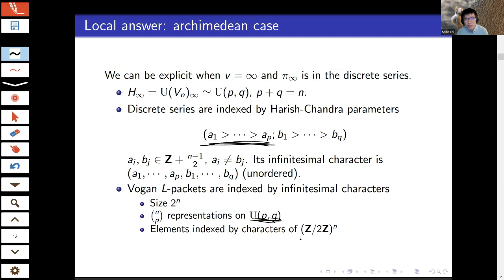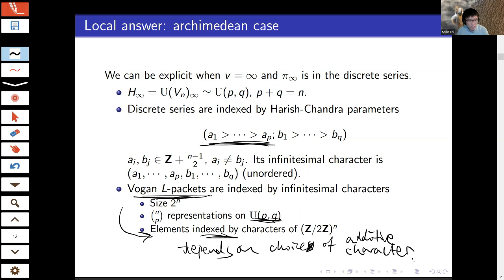This is a feature of the general theory of Vogan L-packets, that its elements are indexed by characters of this finite abelian group. I won't need to talk about this, but it's important to note that this indexing depends on choices. In this case, it's just a single choice of additive character. So there are two canonical ways of indexing this set. That's the description of the Vogan L-packet. To give you a Vogan L-packet, I need to give you n numbers. To specify an element in the Vogan L-packet, I need to tell you p numbers from them.